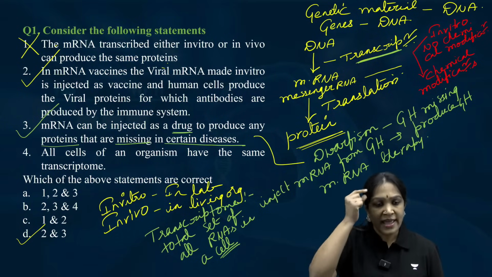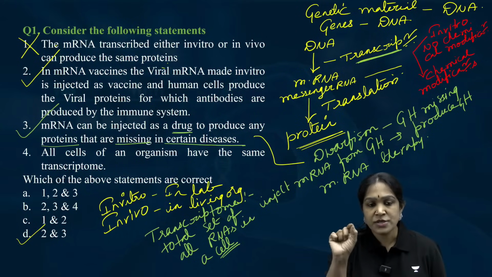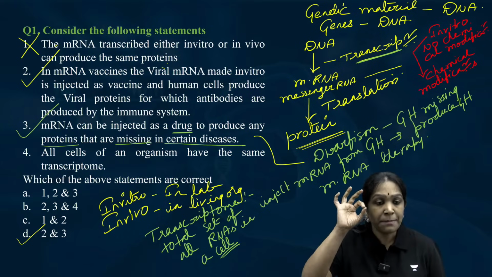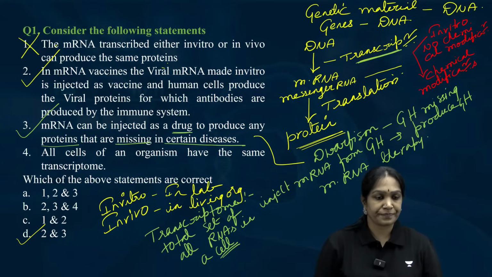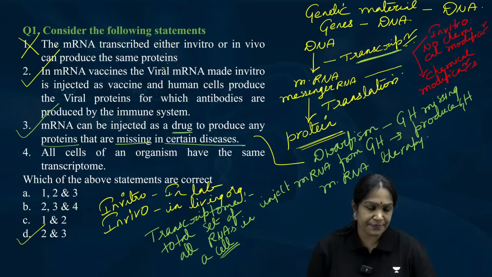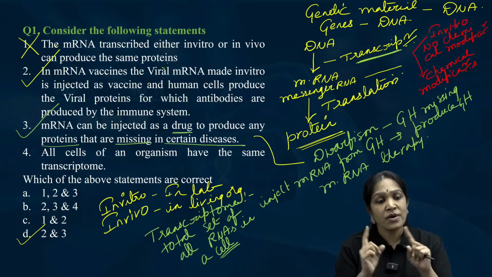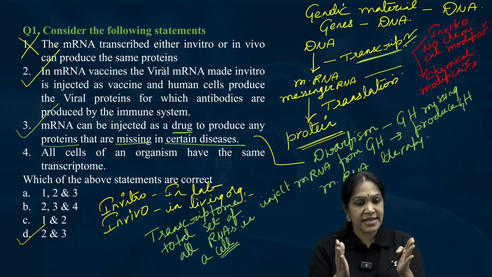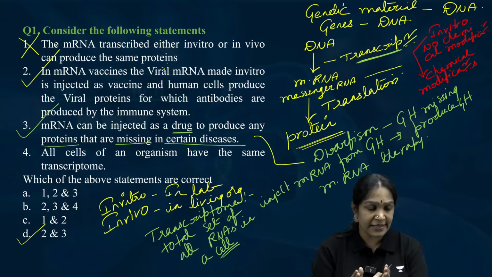Now answer this question. Do hair cell and blood cell produce the same proteins or different proteins? Different proteins. So, do they both have the same set of RNAs or a different set of RNAs? A different set, because they have to produce different proteins.